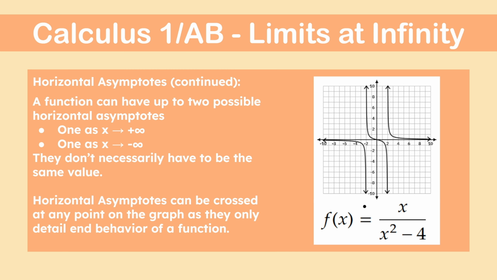Over here we have the function f of x is equal to x over x squared minus 4. As we can see here, the horizontal asymptote is 0 because the function approaches 0. It doesn't reach it, but it gets really close to it. So as x goes to infinity, f of x will approach 0, and as x approaches negative infinity, f of x is also going to approach 0. And over here, you see that the graph crosses the horizontal line, which supports what was said earlier.